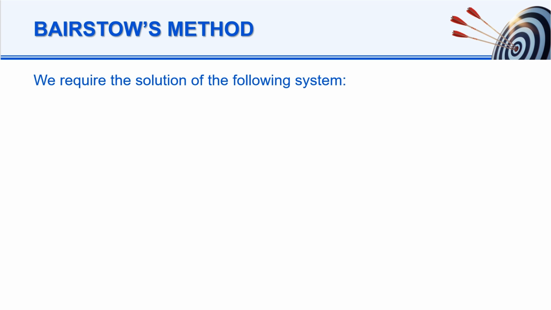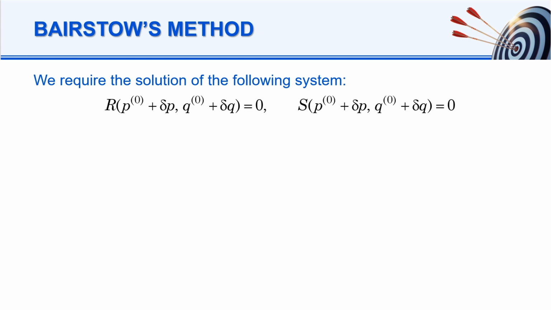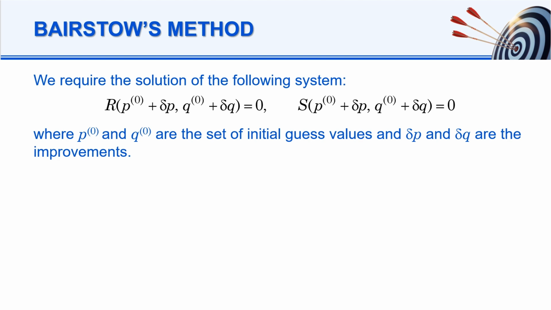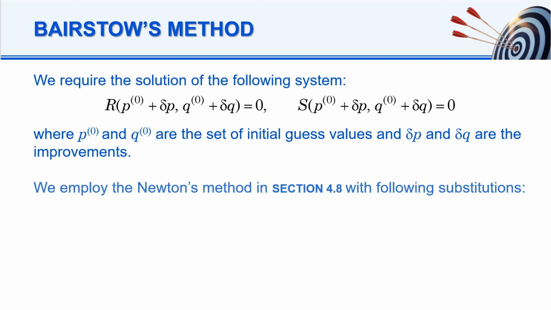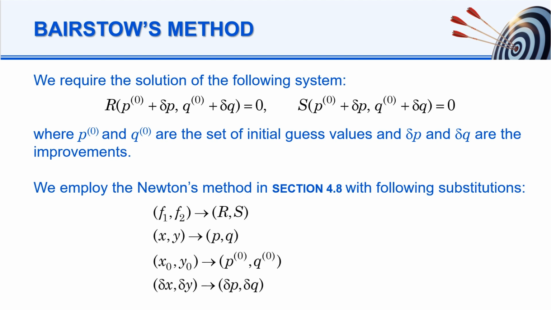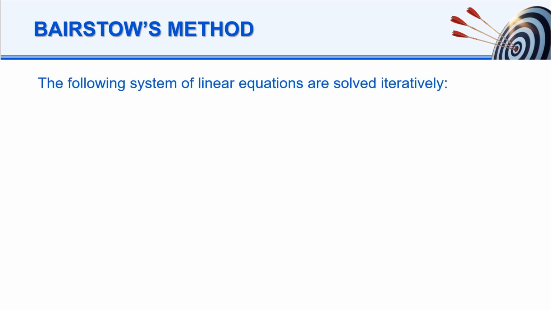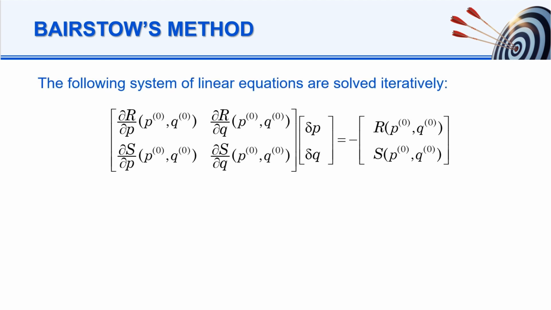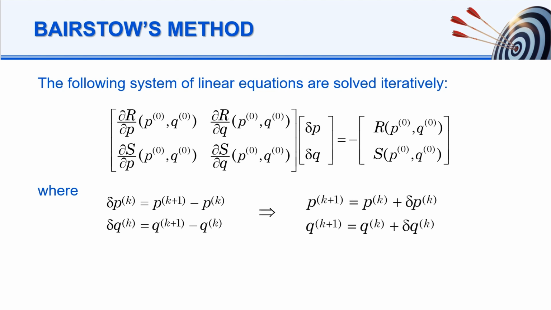We require the solution of the following system, where p0 and q0 are the set of initial guesses and delta p and delta q are the improvements. We employ Newton's method in section 4.8 with the following substitutions, where p0 and q0 are the initial guesses and delta p and delta q are the improvements. The following 2-by-2 system of linear equations is solved within the iteration loop, where the improvements are used to estimate the current estimates of p and q.